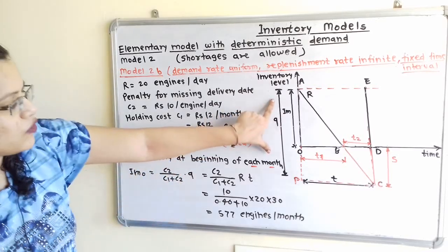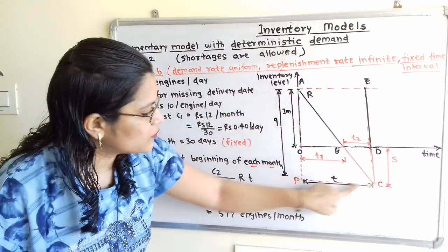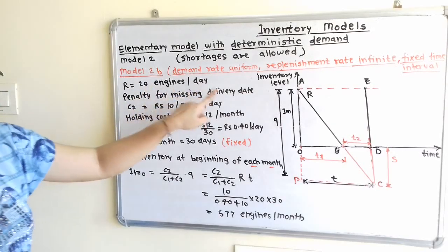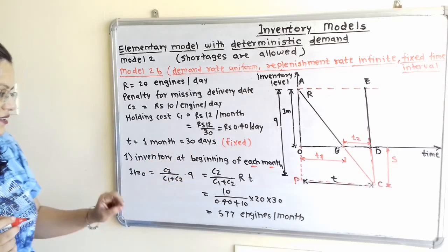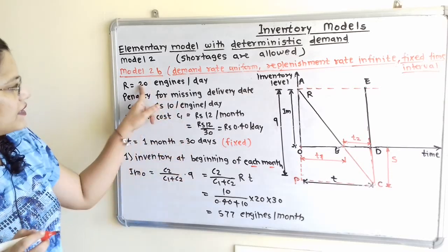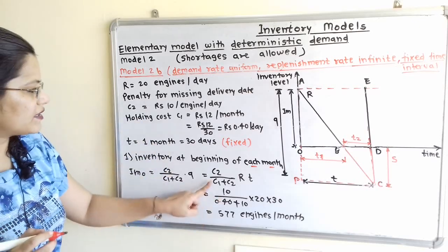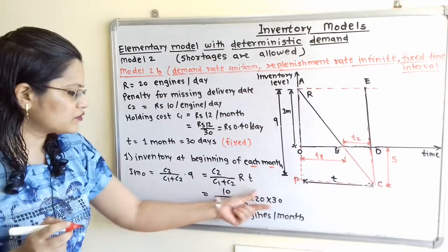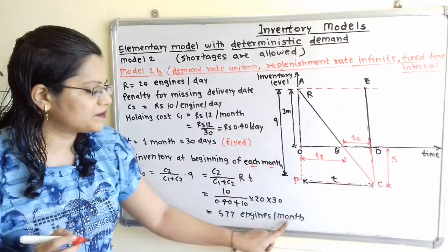Now what is the value of Q? This Q is equal to R into T. Now R is given 20 engines per day and time interval T is fixed and it is 30 days. So we will take here 20 into 30. And what is the value of C2? It is 10 divided by C1, that is 0.40 plus 10. So when we solve this, we will get the answer 577 engines per month.